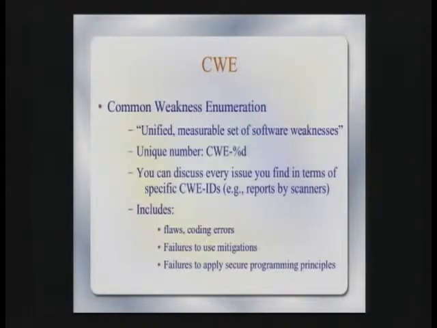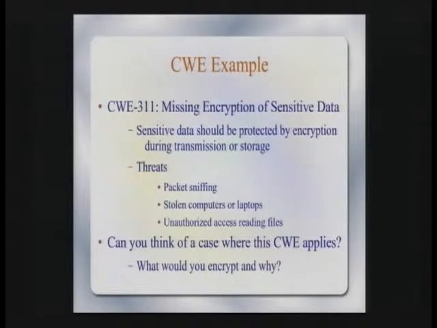So in the CWE, you have flaws, you have coding errors, you have failures to use mitigations, failure to apply secure programming principles. So in essence, it's an attempt at recording everything that people can do wrong and everything that can go wrong. So it's a blacklist. It's also job security, because as a blacklist, people will always find something new to do incorrectly, or new ways to do things incorrectly.